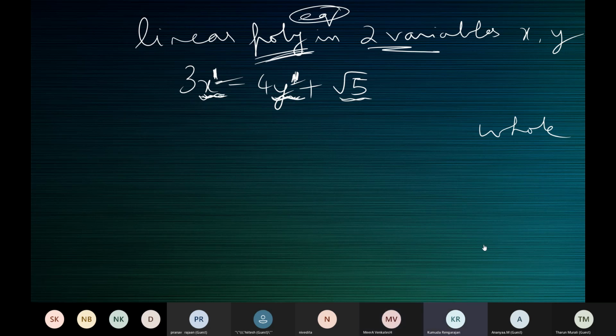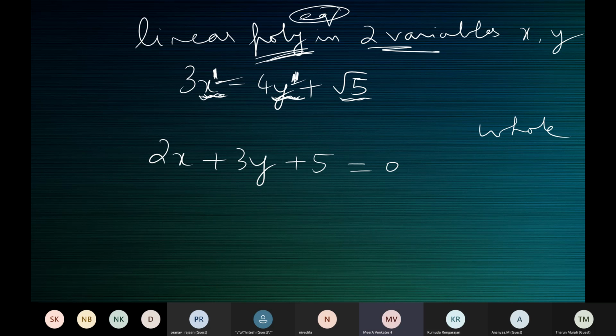2x plus 3y plus 5. Should I say is equal to 0? No, ma'am. What happens when I equate it to 0? What do you call it when I equate it to 0? It becomes a linear equation. Continue, complete it. It becomes a linear equation in two variables, x and y.